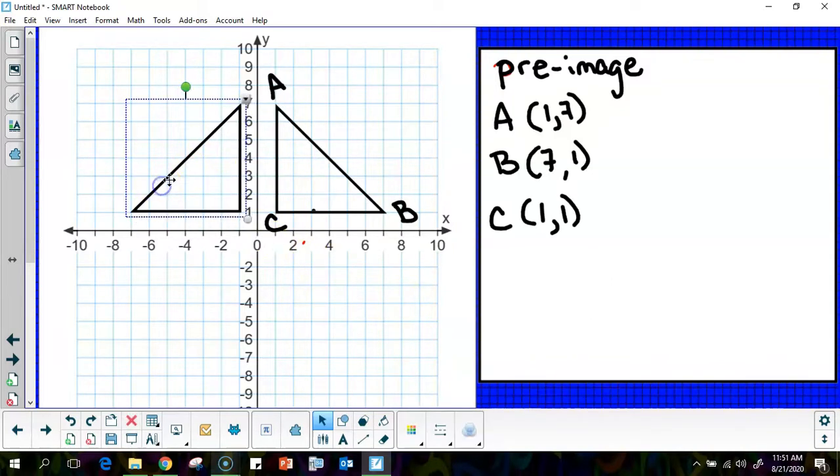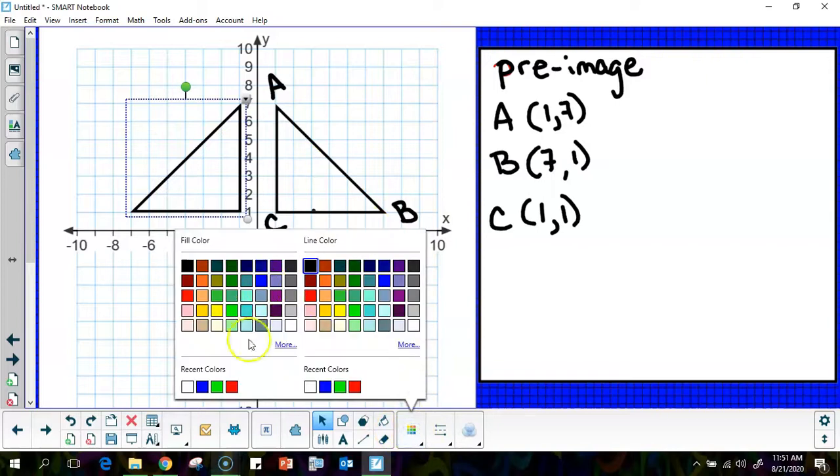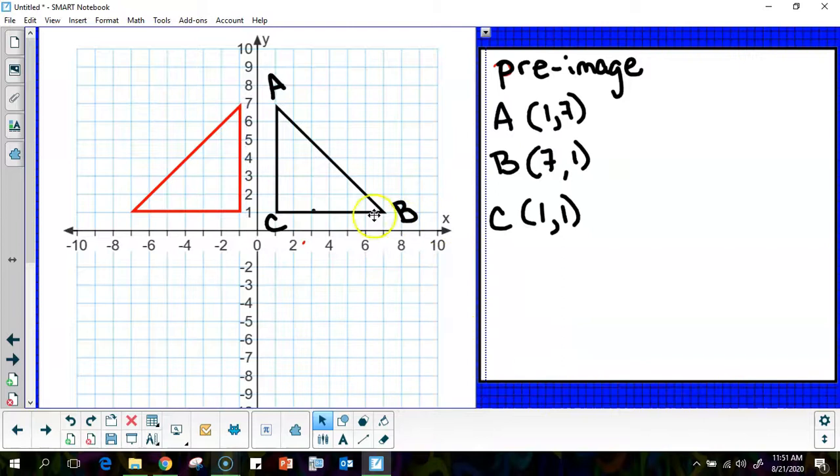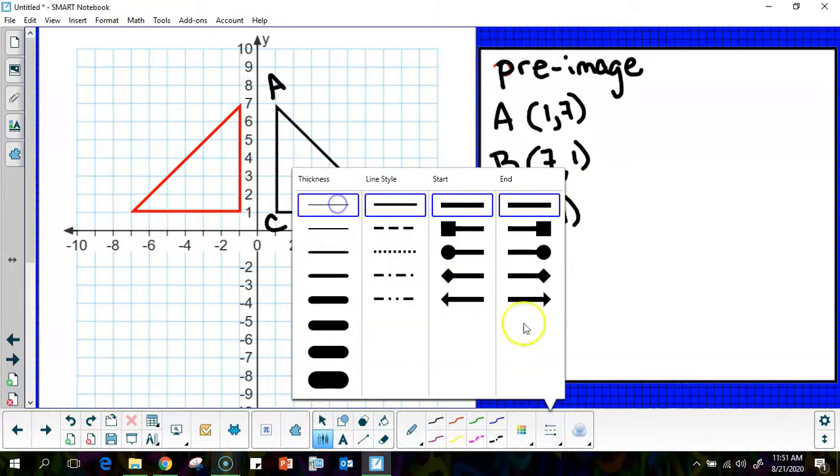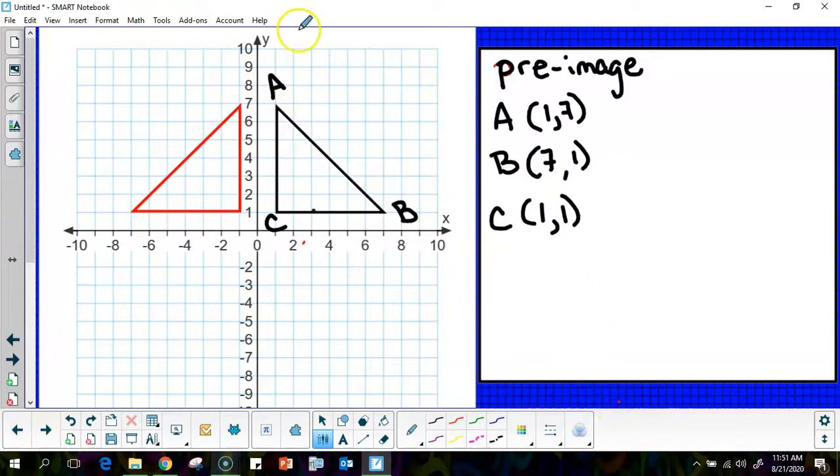Then I'm also going to change the color of it so we can talk about these different triangles and know which one we're talking about. So the red triangle is a reflection of the black triangle across the y-axis. So let's name the image. We have our pre-image, our before. We're going to name our image, which is our after.